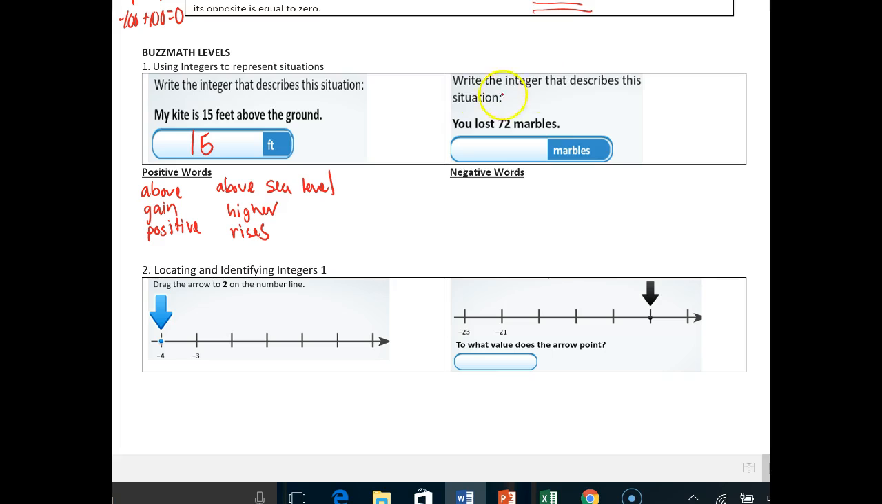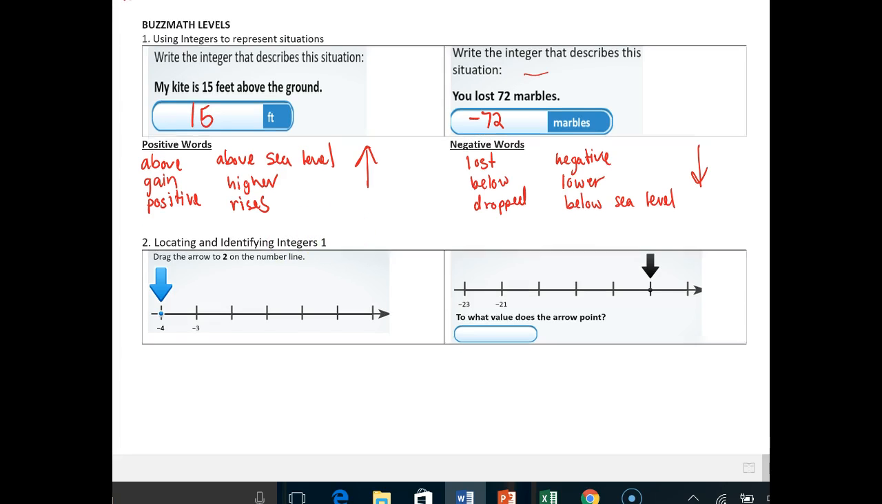Write an integer that describes this situation. You lost 72 marbles. That would be negative 72. So words like lost, below, dropped, negative, obviously, lower, below sea level, anything that's thinking about stuff going down, that's all negative. All this stuff is stuff going up, right? That's positive.